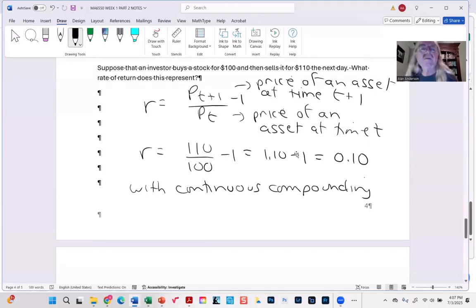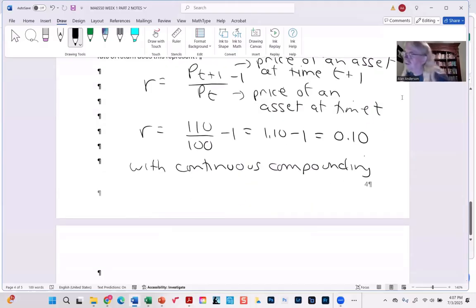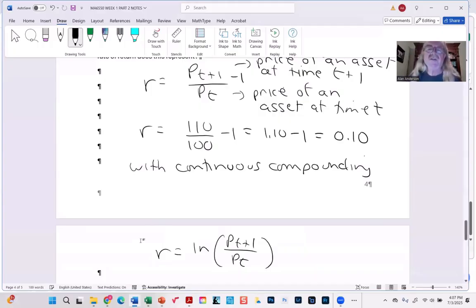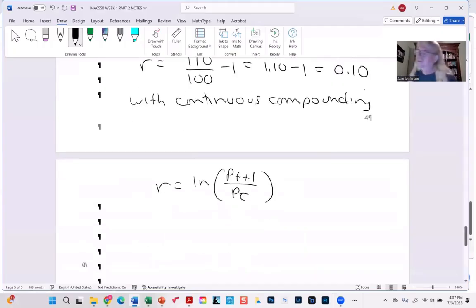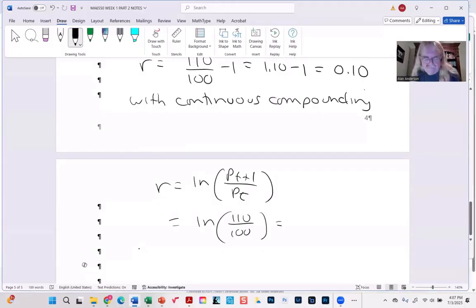Now, what if we were using continuous compounding? Instead of calculating the rate of return as the ratio of the two prices, we would instead take the logarithm of that ratio. And then we don't need to subtract 1. So in this case, if you pop that into your calculator, you'll see that that gives us 0.0953.